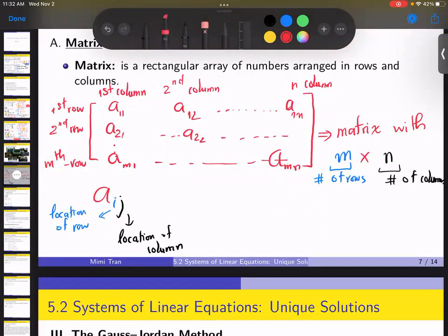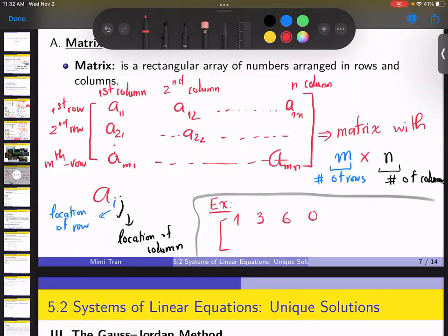Let me give you an example to make up one here. 3, 6, 0, 10, 9, 7, 1, 5, 2. What's the dimension of this matrix? Very good. Rows always come first, right? So 2 by 5.